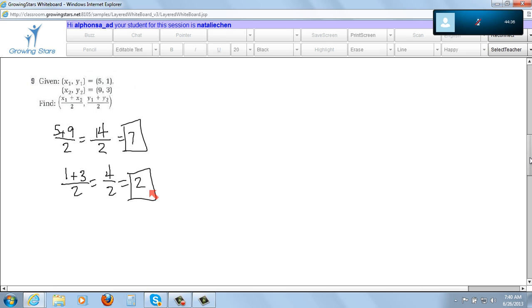Given the transversal, parallel lines, and congruency, you are finding corresponding angles x1 plus x2 over 2 and y1 plus y2 over 2. Hence they are congruent. Is it clear?